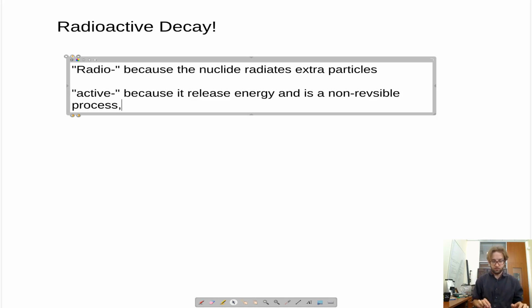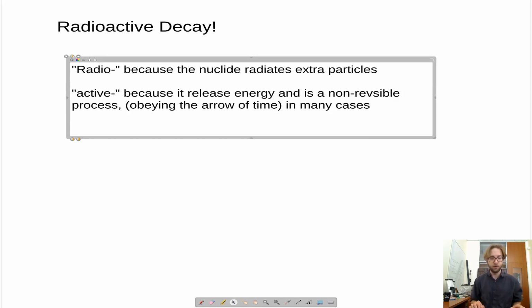So we can say this as obeying the arrow of time in many cases. There are some forms of radioactivity that are reversible, but in general, there are a couple of important ones that aren't reversible.